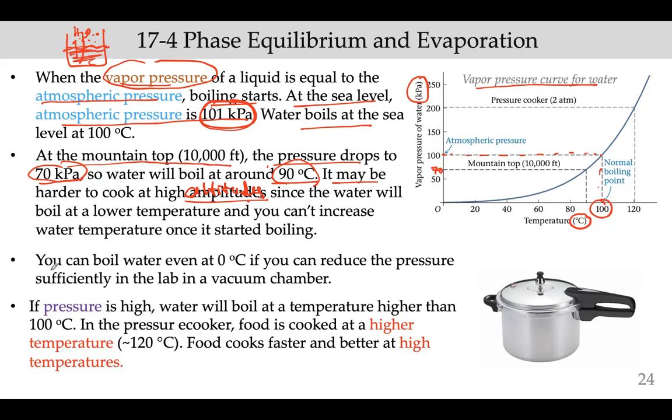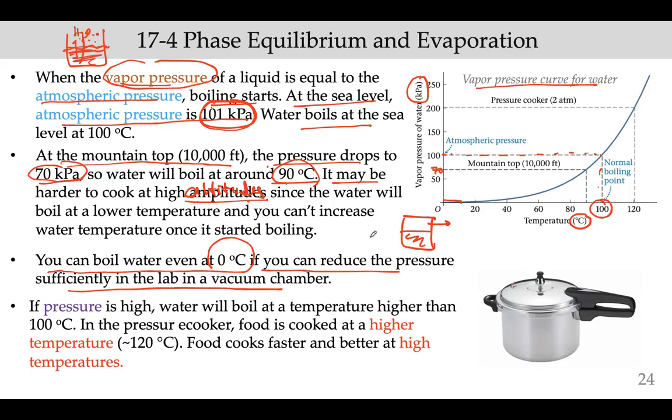The other thing that I can tell you is that it's interesting that you can boil water even at 0 degrees Celsius if you can reduce the pressure sufficiently in the lab in a vacuum chamber. So you have the cup here, you have the water, and normally there's air pressure, but if you close this and suck out all the air, what happens? Now the pressure goes down. In fact, it goes all the way to here. So the boiling temperature, if you look at the curve, goes from 20, 10, and it may go all the way to 0.